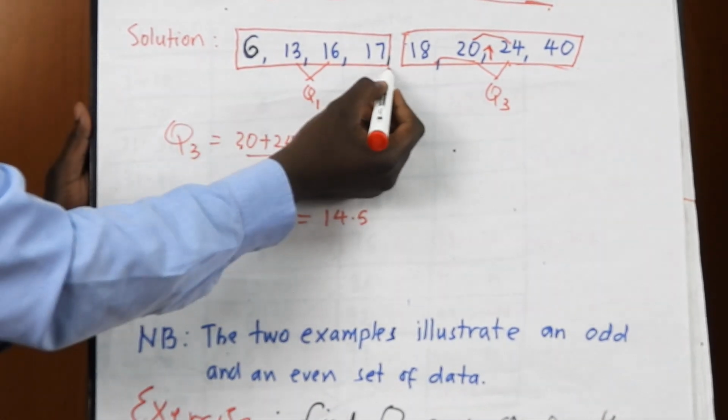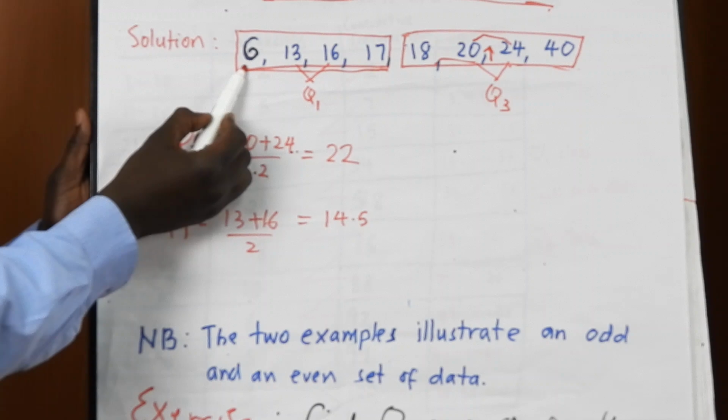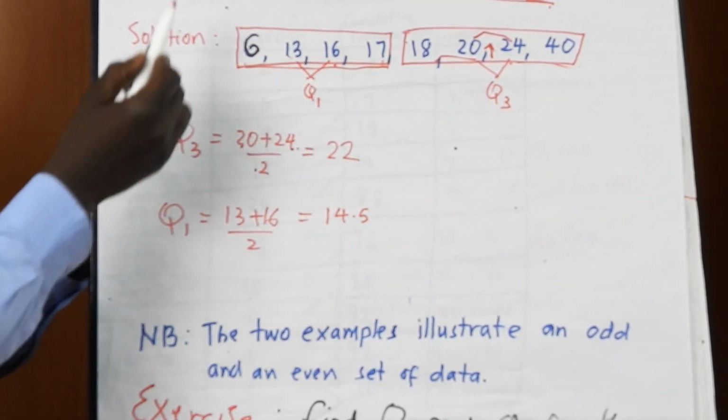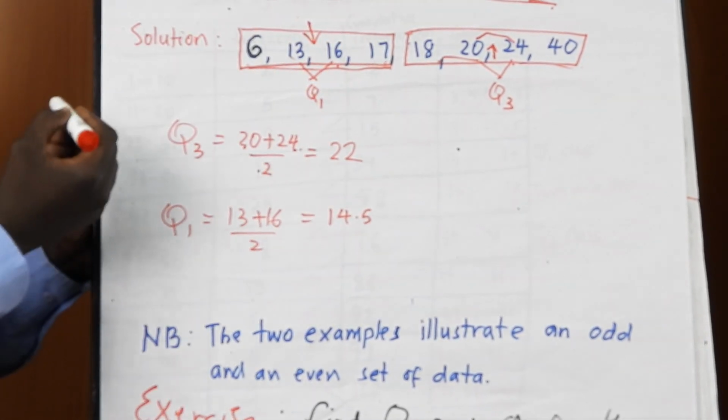For our lower quartile, we have 4 numbers again, 6, 13, 16, and 17. We need a number in between here.